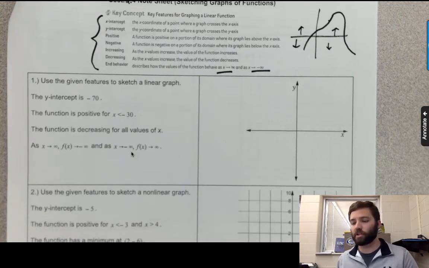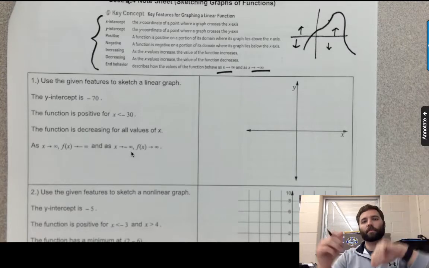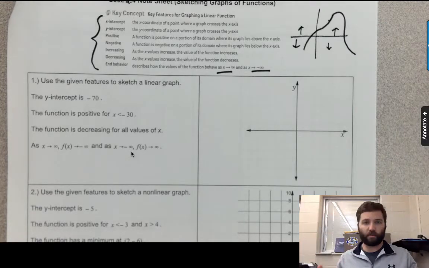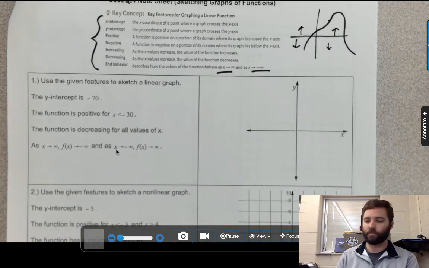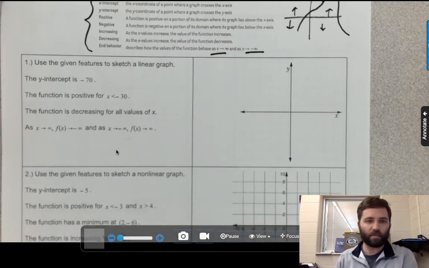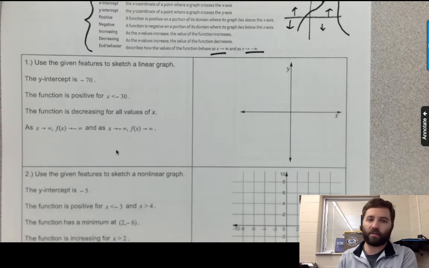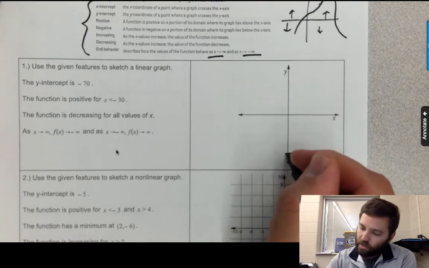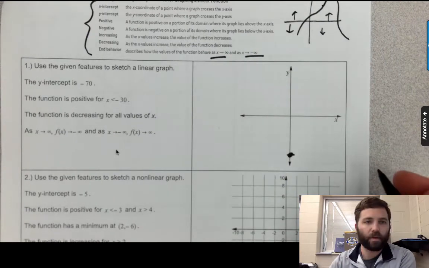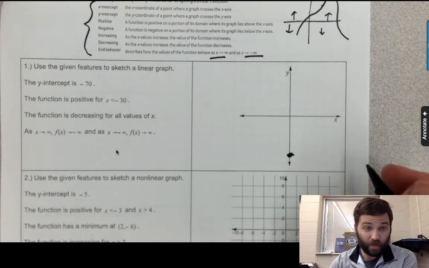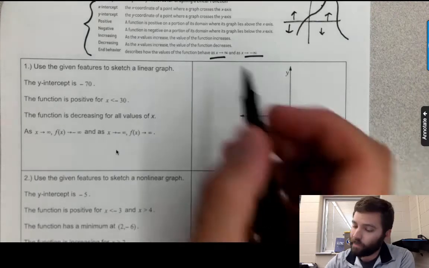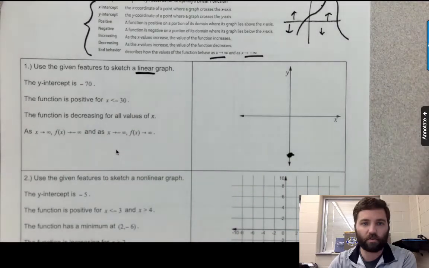So what we're going to try and do is take a bunch of features of the graph, and try to sketch a graph from that. Let's start with number one. The y-intercept is -70. If I'm given a specific point, I like to just get that down on the graph. So -70, y-intercept right here. And we need the function to be positive when x is less than -30. Also, by the way, it's linear, so we know we're going to be drawing a line.